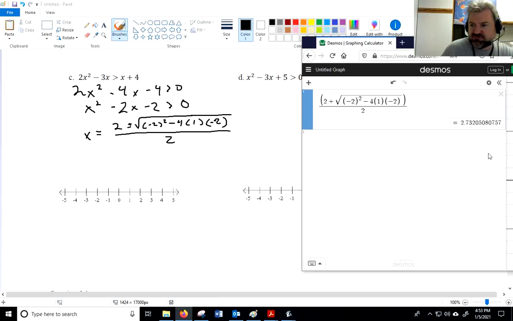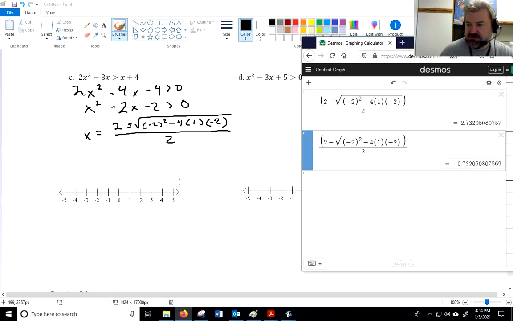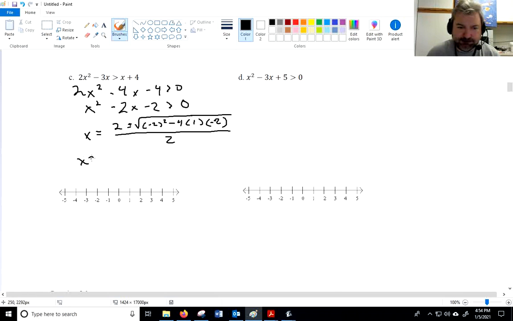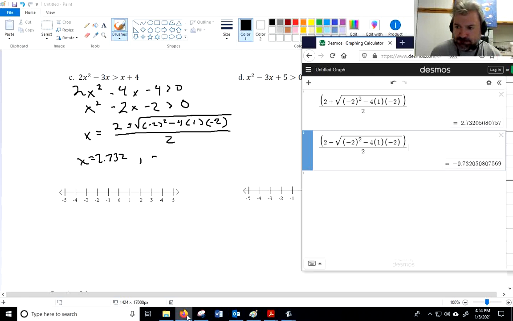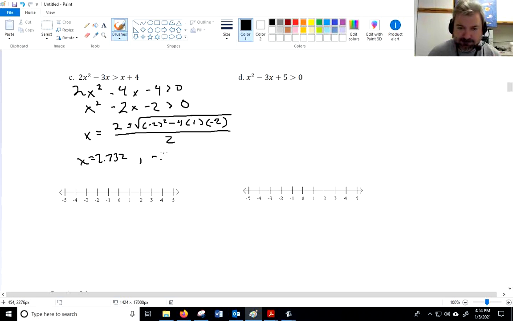So that's the first answer, 2.732. And the second answer is that. So -0.732. And what we say, -0.732. So they're somewhere around here and around here. And this parabola has a leading coefficient that is a positive number, so I think you can see that it is definitely going to be opening upwards like this.